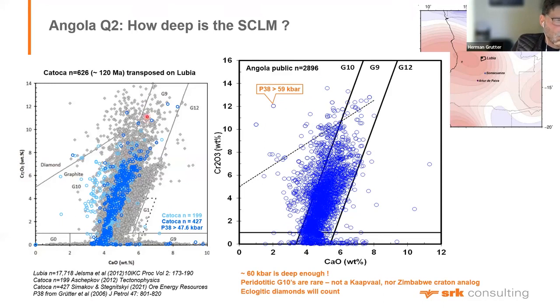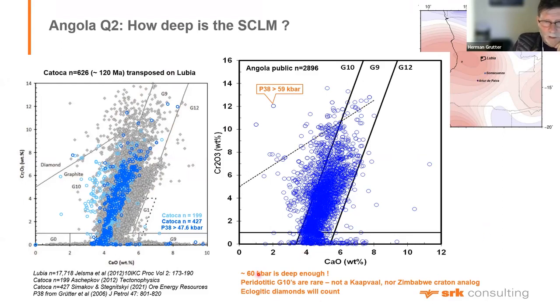And it looks like the Lubia data set in the background over here is not too dissimilar to what people are getting out of Katoka. So potentially the type of mantle that we see in this chrome calcium diagram over here extends all the way through there, and it's sitting underneath Katoka. It may well be sitting underneath Kamafuka and all the way up to Kamutwe. There's some Kamutwe data in here as well. So there you have it. That's what we can say about Angola.